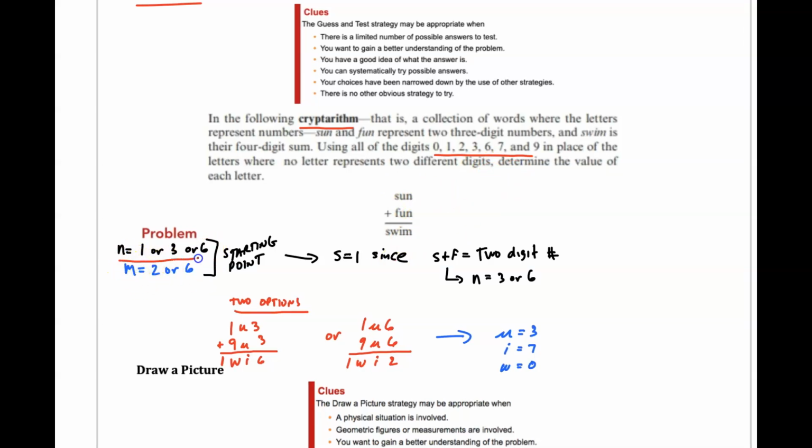We know that N has to be one of these. If that's one of the cases, then we know M has to be this, because 1 plus 1 is 2, 3 plus 3 is 6, and 6 plus 6 is 12, which means this would be a 2 and you'd carry it. So that's our starting point.